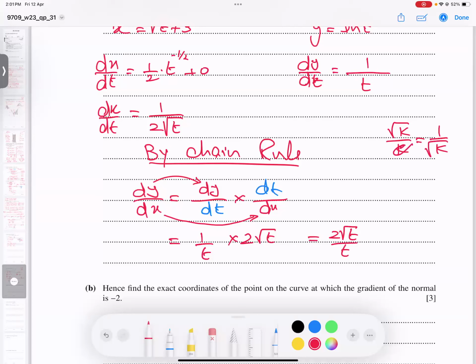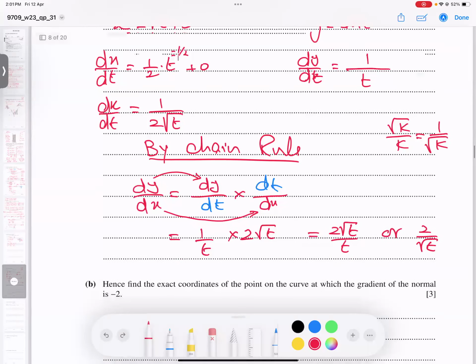So, and this will finish automatically. So you leave it in this format, or you can write 2 over root t, so no issue at all. Both are the same, okay? I think this is also acceptable, no problem at all. So let's go for the next, because he was asking in terms of t.